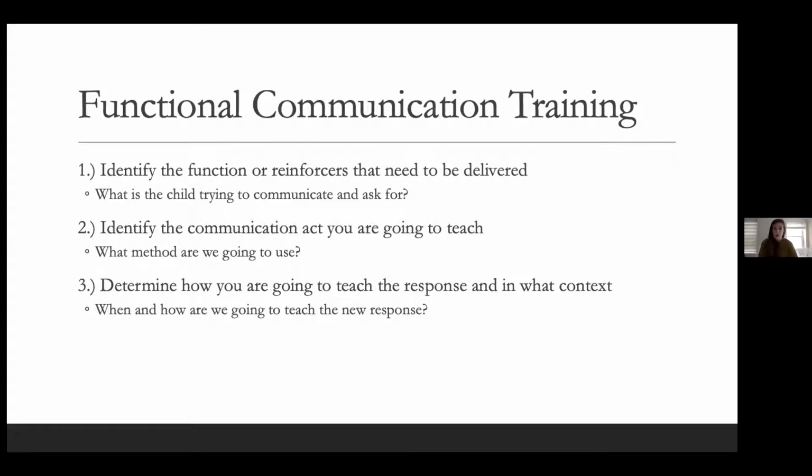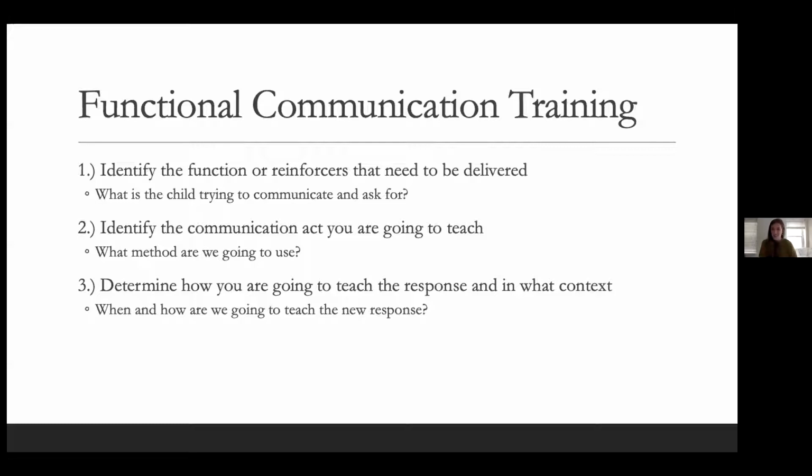After we've identified what the child wants, or what they're using the problem behavior to kind of ask for, we can then identify the different communication act that we're going to teach them. So what method are we going to use? We work with kids that use sign language, some use vocal speech, some use augmentative communication devices, picture exchange systems. So we have to decide which method or mode of communication we're going to use. After that, once we decide, okay, we're maybe going to use a PEC system, we need to determine when and how we're going to teach the new response.